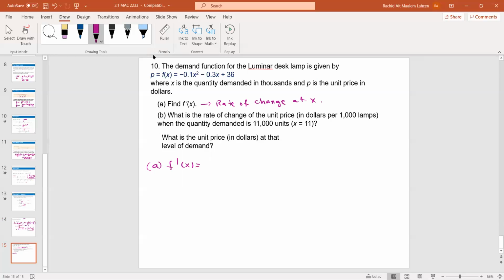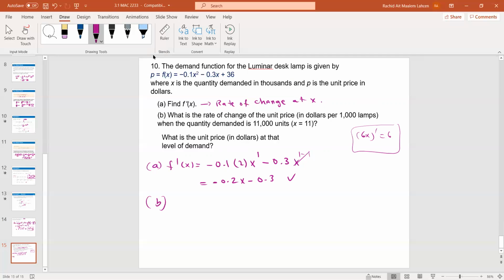So f prime of x is 0.1 times 2x, you do 2 minus 1, which is 1. And 0.3x, and x will be 1 minus 1, which will be 0. So we're going to be skipping this part. If you have 6x, derivative is 6. All right, so negative 0.2x minus 0.3. That's that.